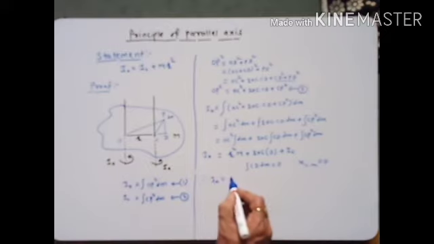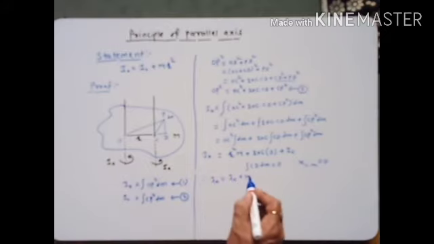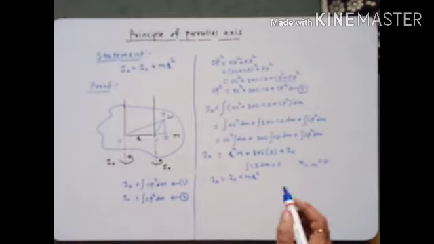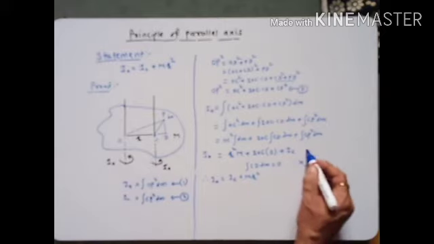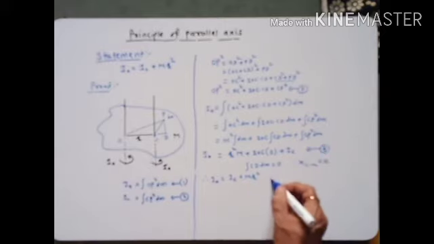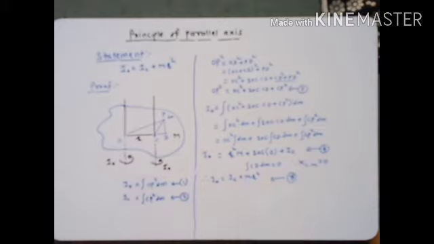here I_O is equal to I_C plus MR squared. Suppose this is equation number 4, this is equation number 5, and this is our statement of the principle of parallel axis. I hope you all understand this.